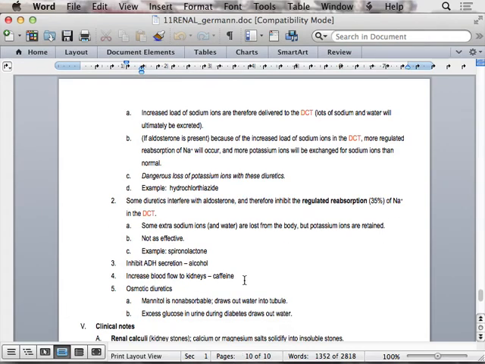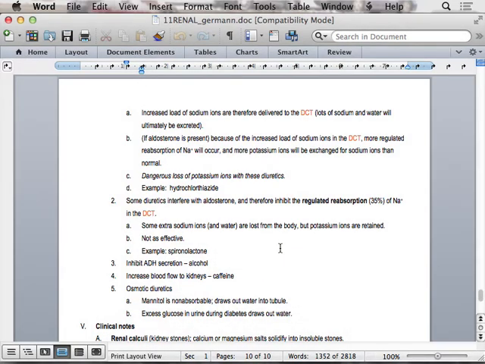Some diuretics, however, work directly on the DCT, and they interfere with aldosterone. They're not going to be as effective because they work on 35% instead of 65%. But they're also not as dangerous, because if you interfere with aldosterone, you're not going to have potassium loss. So they inhibit the regulated reabsorption of sodium, and you lose some extra sodium and water, up to 35%, but potassium ions are retained. They're not as effective, but they are used as maintenance medication. One of them is spironolactone.